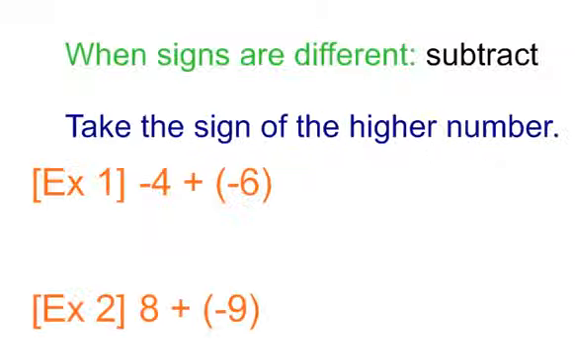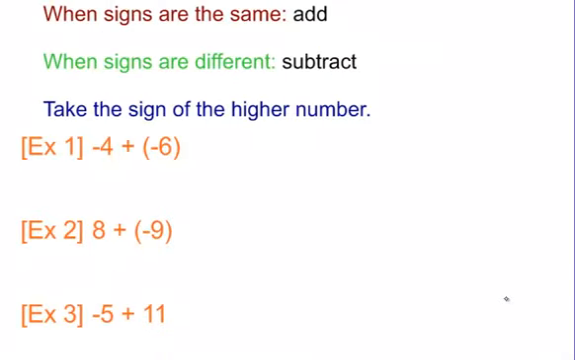Okay, another method we could use, when the signs are the same, add. When the signs are different, subtract. And take the sign of the higher number. For example, here, we have the same signs, negative 4 plus negative 6. When the signs are the same, you add. So let's add 4 and 6. Well, 4 and 6 is 10, and the higher number is 6, so we'll just take the sign of the higher number. And the higher number is negative, so we'll just take negative 10. I mean, they're both negative, so it'd be negative, but in this case, higher number is negative, we take it.